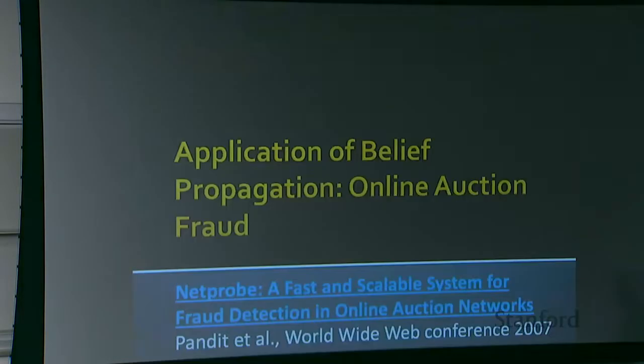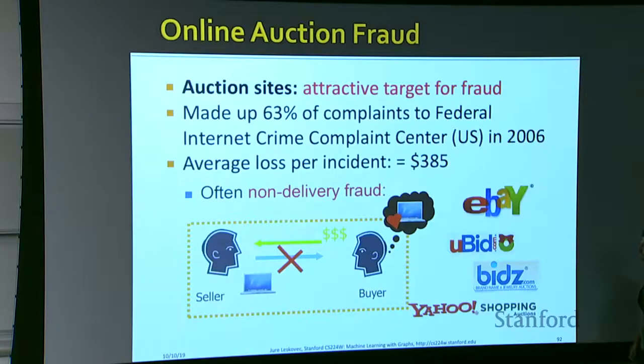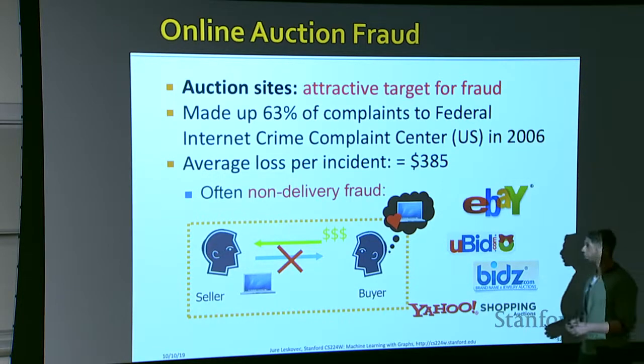So let me quickly go to the last example. Now we're going to see an application of belief propagation, and this one is in online auction fraud, okay? It's a paper from a bit more than 10 years ago. So why are auction sites a very attractive target for fraud? If you check the reports from the Federal Internet Crime Complaint Center, apparently 63% of those complaints are related to these auction platforms, okay? So clearly the biggest one is eBay, but there are also a few others that are driving a lot of e-commerce online.